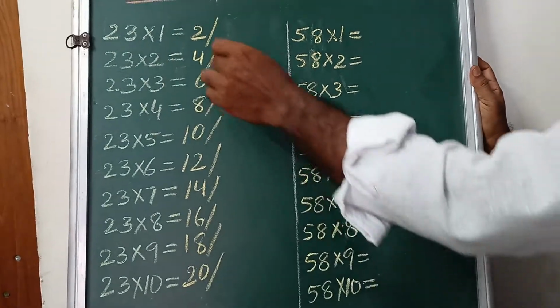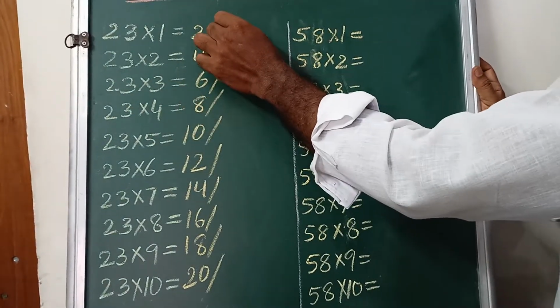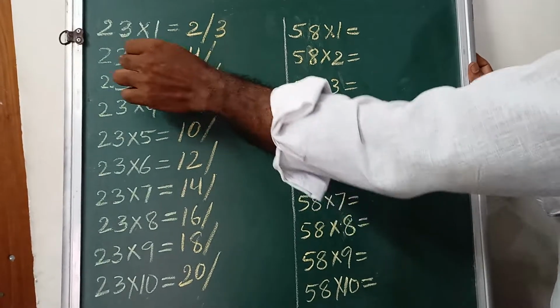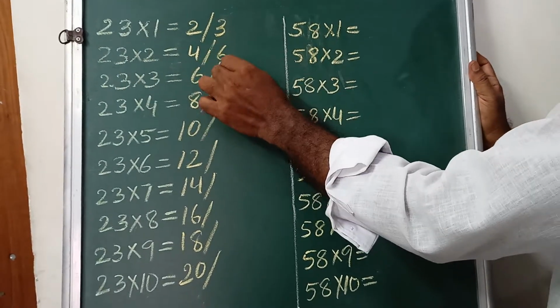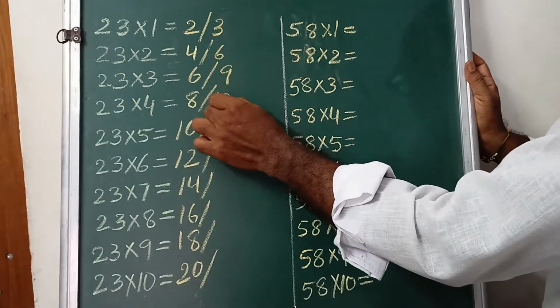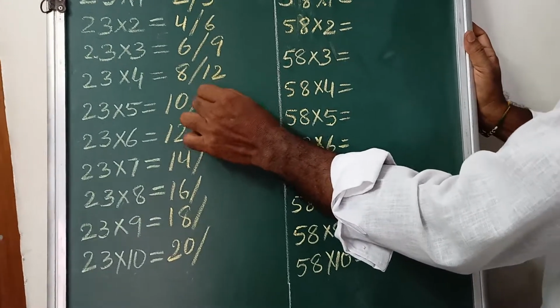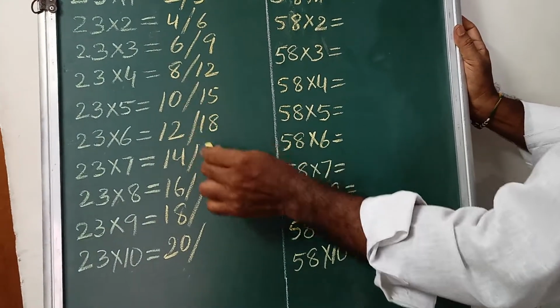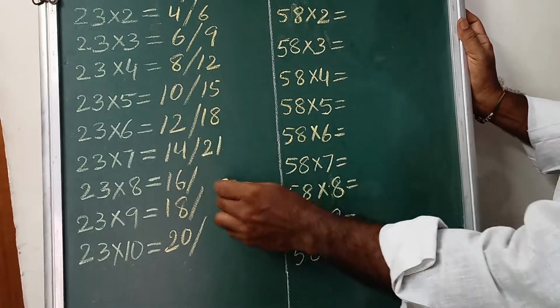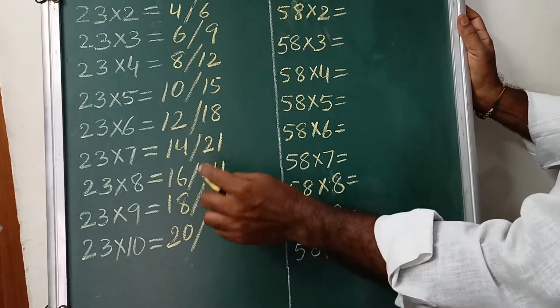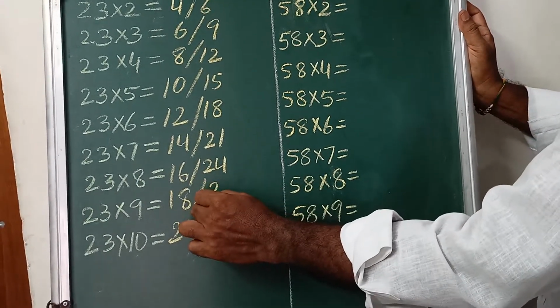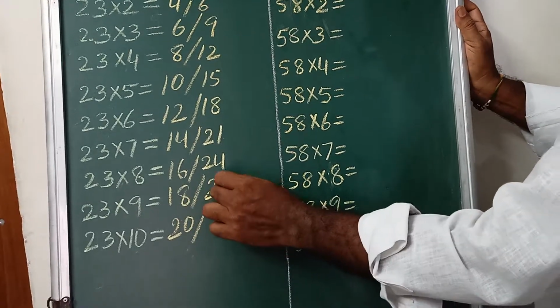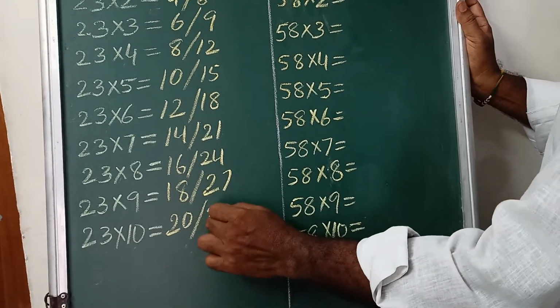Next, write the 3 table. 3 ones are 3, 3 twos are 6, 9, 12, 15, 18, 21, 24, 27, 30.